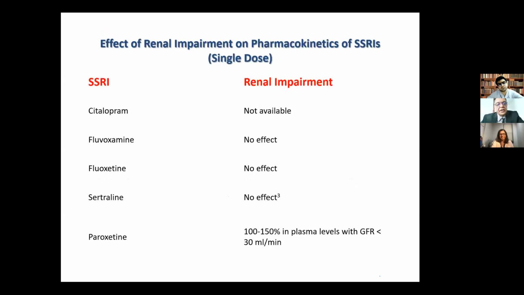Renal impairment. For citalopram, we don't have studies, but with fluoxetine and sertraline, there are no concerns. Paroxetine again comes out a little problematic because it can decrease GFR and can increase plasma levels of itself.